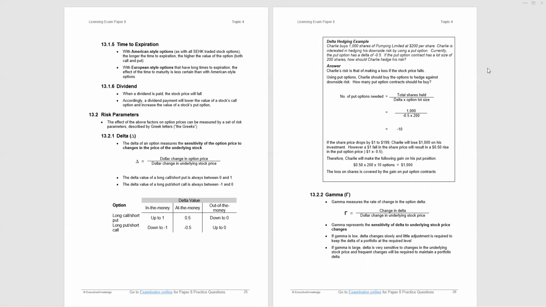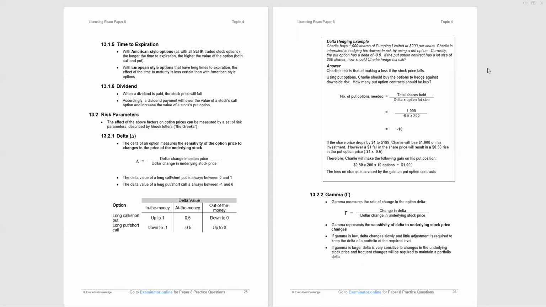Then dividend. When a dividend is paid, the stock price will fall. So a dividend payment lowers the value of a call option and increases the value of a put option, simply because the stock price falls.